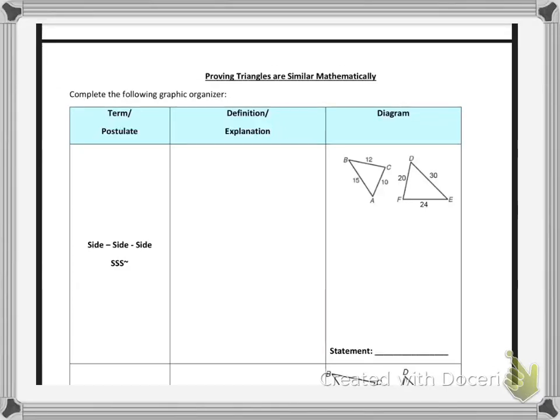Just as with triangle congruence, with triangle similarity, there are certain rules that we can use to prove that two triangles are similar. One of them is called SSS, side, side, side, which is also a rule for triangle congruence, but this one's a little different. Instead of saying that we have three pairs of congruent sides, we're saying that we have three pairs of sides that all have the same ratio.